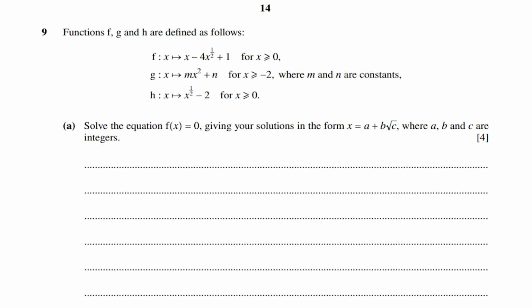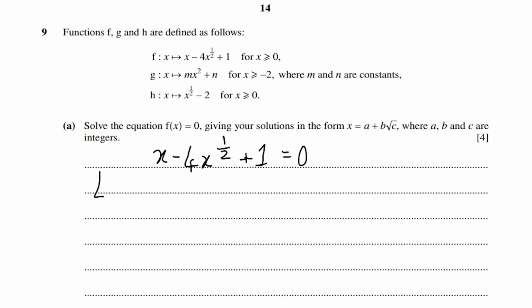In this question, we have to solve the equation f(x) = 0, and we have to give the answer in the form a plus b root c, where a, b and c are integers. Okay, so f(x) is x minus 4x^(1/2) plus 1. We have to equate this to 0 and solve this equation. We can actually convert this equation into a quadratic equation, and then we can easily solve it using the quadratic formula.